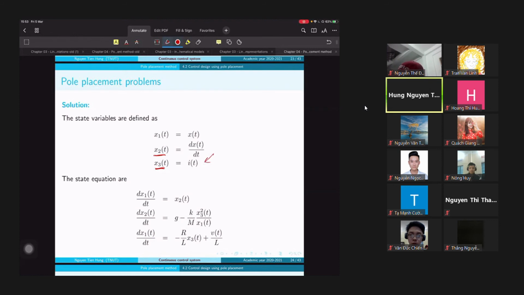Of course, you can choose others. It depends on how you would control this kind of system. And if you choose the state variables like this, then we get this equation. We just replace x by x1, x2, and x3 like this.